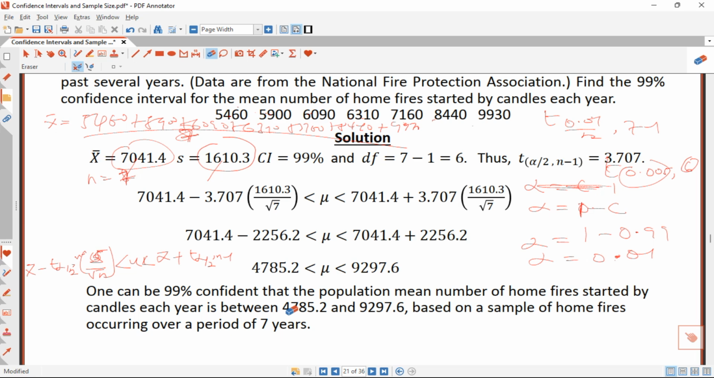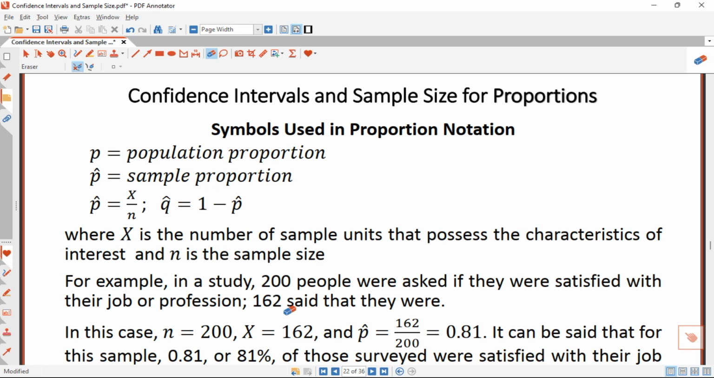So this is the end of our video on confidence interval for small sample size, when our n is less than 30 and the population standard deviation is not known. So in our next video, we are going to treat confidence intervals and sample size for proportion.